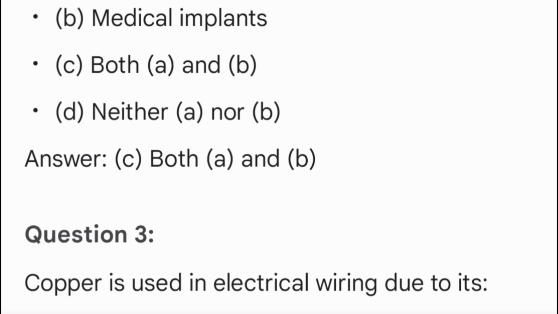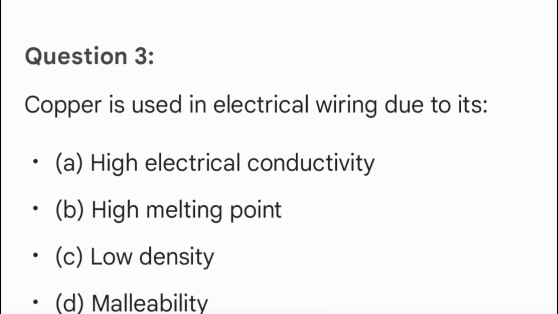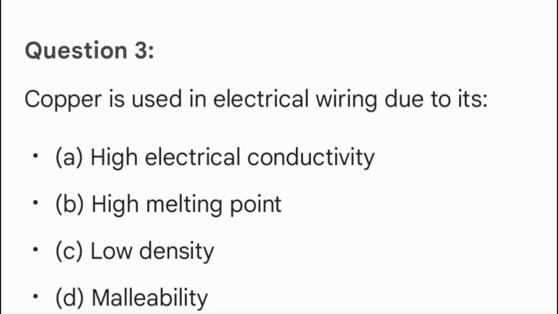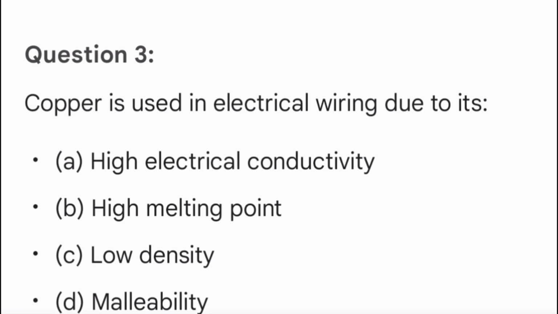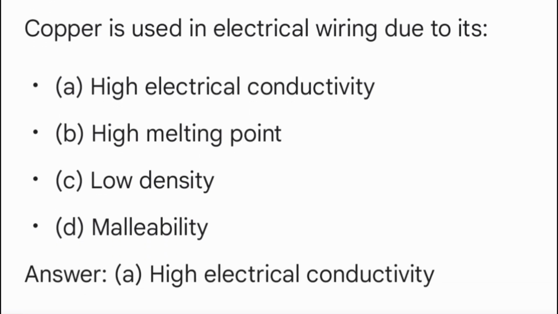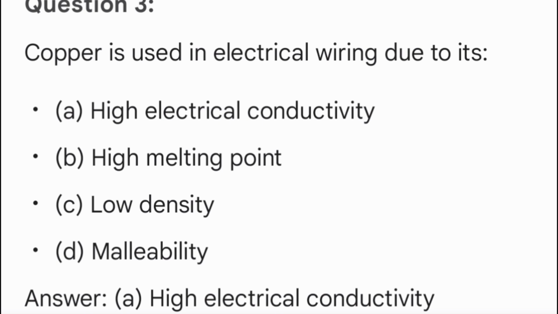Question 3. Copper is used in electrical wiring due to its A. High electrical conductivity, B. High melting point, C. Low density, D. Malleability. Answer A. High electrical conductivity.